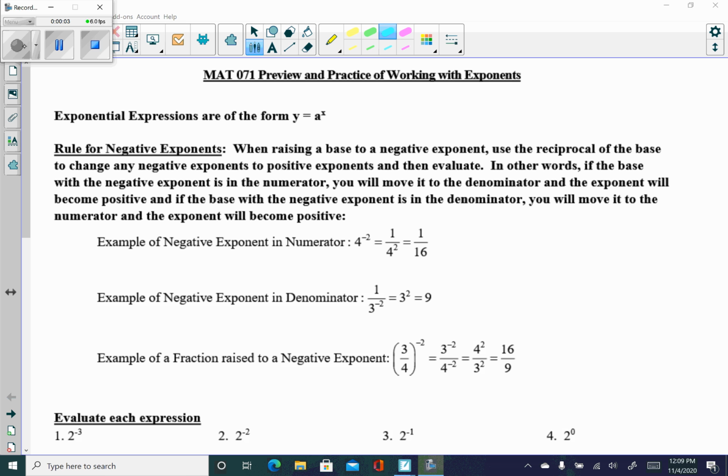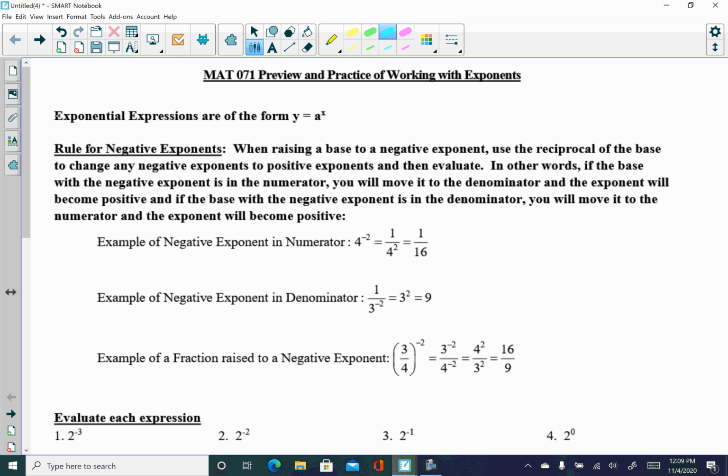Hi there. So congrats, you've made it to the last unit, which will focus on exponential and logarithmic equations. In this particular section, I want to provide you with a refresher on working with negative exponents specifically, because we will encounter those as we work with our exponential functions moving forward in this particular unit.